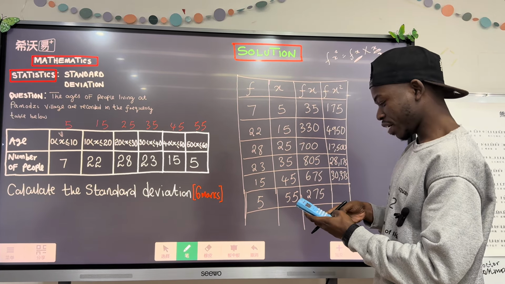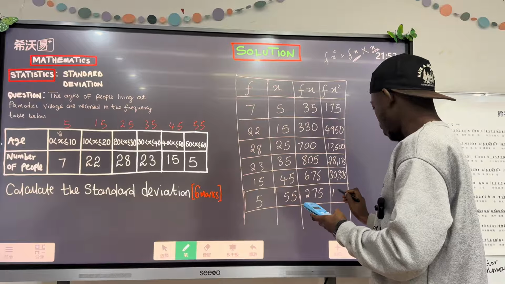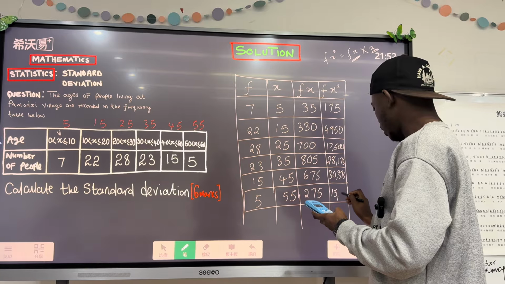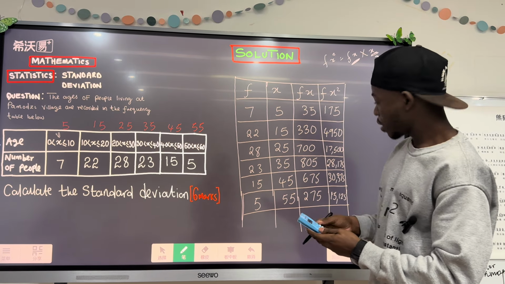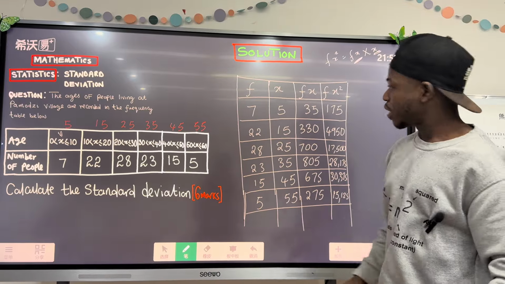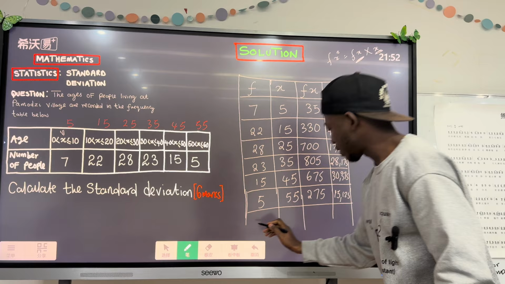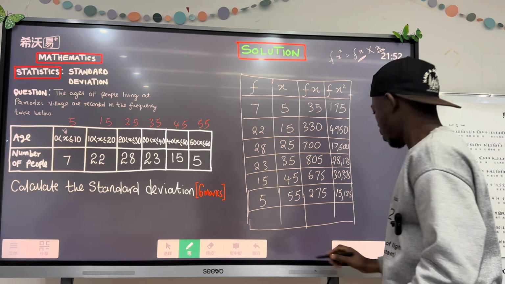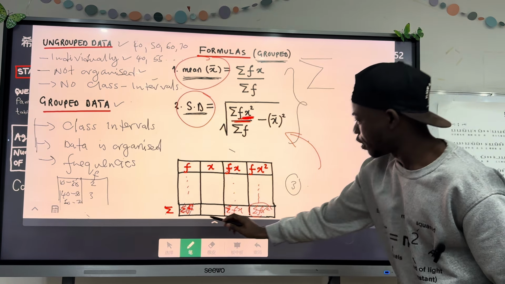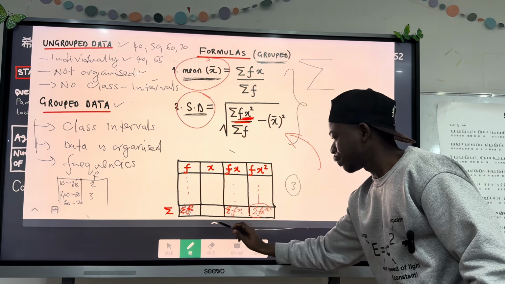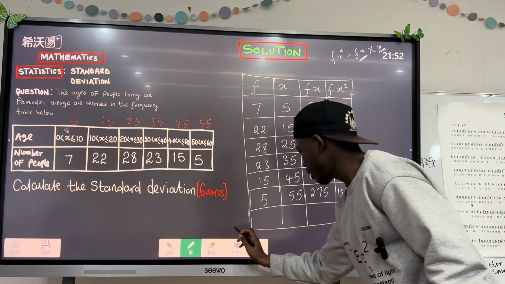Then times 55, we have 15,125. Okay, so we are done filling up the fx squared. The last stage is to find the totals. Remember, when we go back to the formula, we need to find the summation now. Okay, so let's now find the totals.